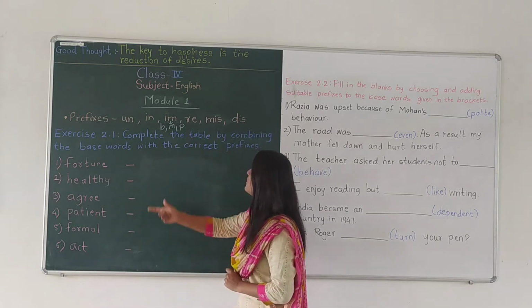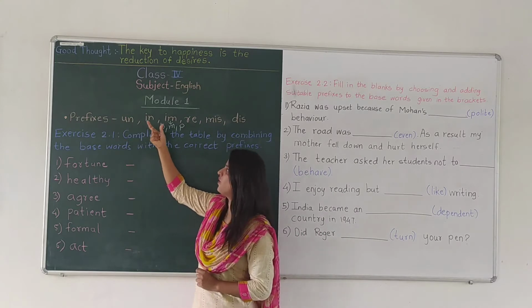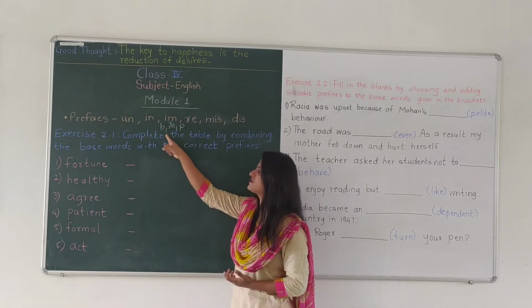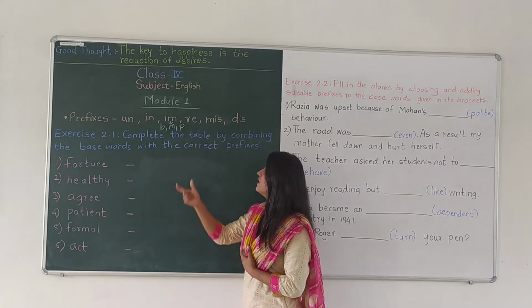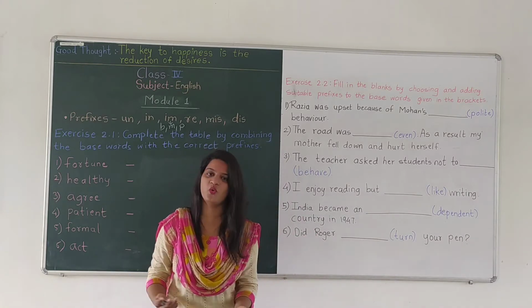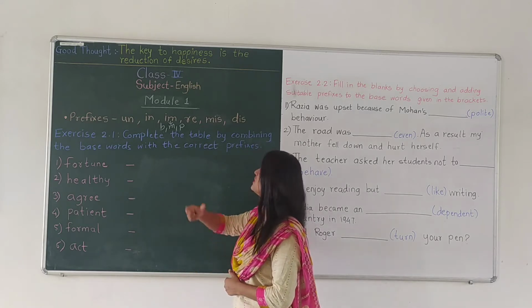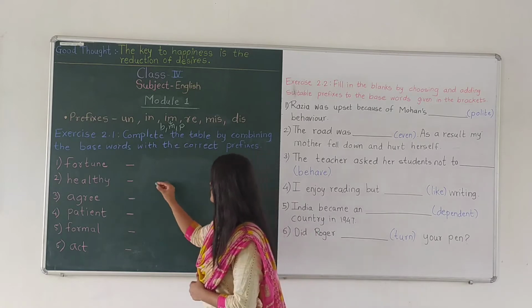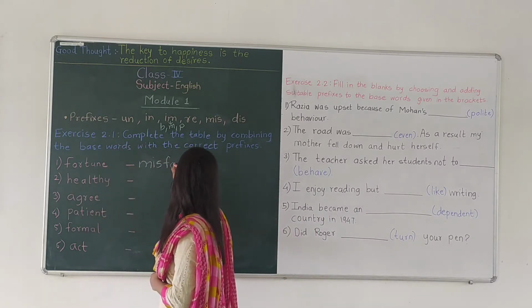So, which prefix can we add? Now, un? No. Infortune? No. The word is not starting with B, M or P, so we cannot add in. Refortune means to create the fortune again. No, it cannot be created again. So, what can we use? Misfortune. Yes. So, let us write it here. Misfortune.